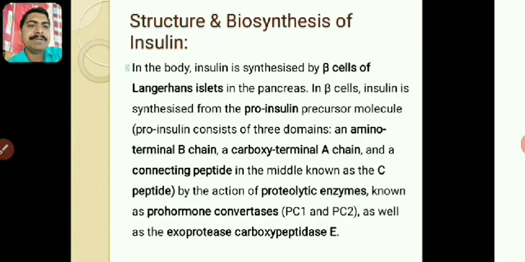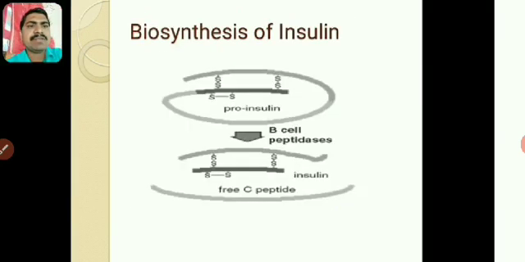These three chains of proinsulin are broken by proteolytic enzymes known as prohormone convertase PC1 and PC2, as well as exoprotease carboxypeptidase E. These enzymes are responsible for breaking the C chain, that is the connecting peptide. Here you can see the biosynthesis of insulin. The proinsulin molecule consists of three chains. By the action of the enzyme beta cell peptidase, proinsulin gets converted into insulin, and free C peptide, meaning the connecting peptide, gets removed. The A chain and B chain are connected together by a disulfide linkage or disulfide bridge.